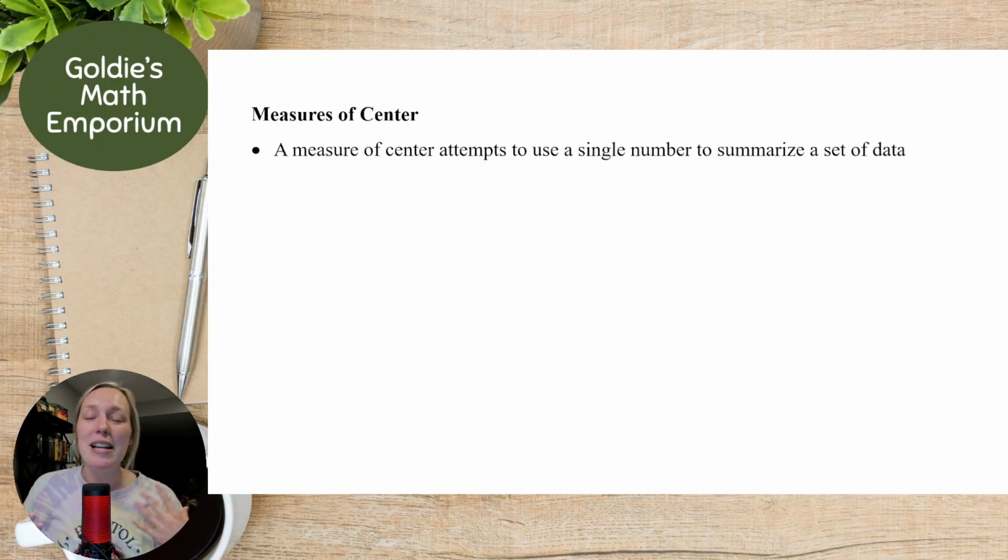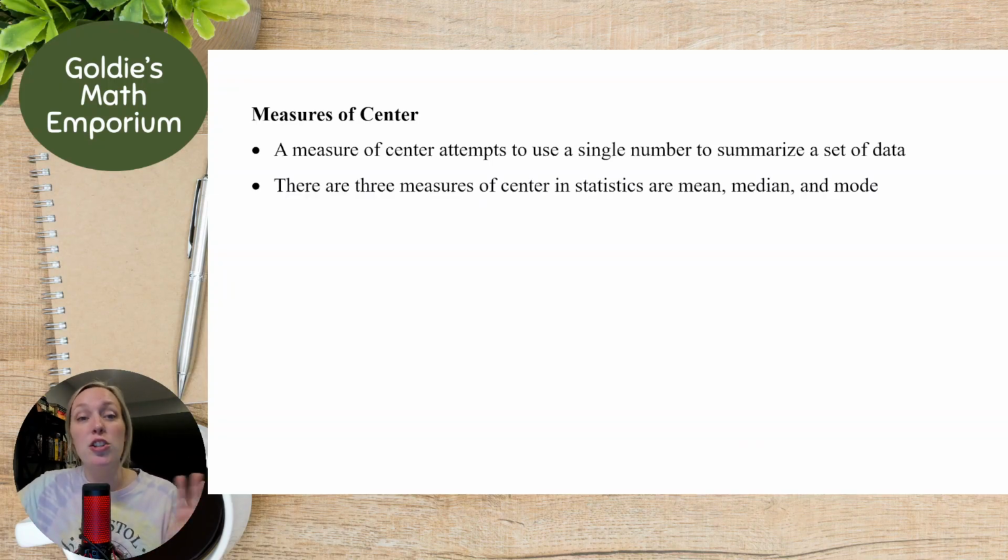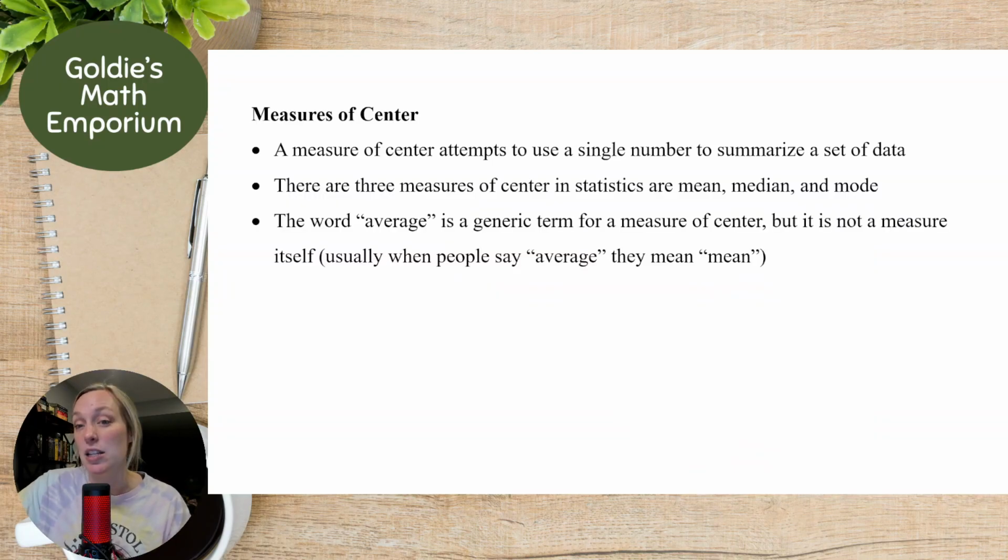A measure of center attempts to use a single number to summarize a set of data. So we just got through talking about different graphs of data and how we can visualize data. Well, now we have an attempt to summarize data using a single number. There's three measures of center in statistics: mean, median, and mode.